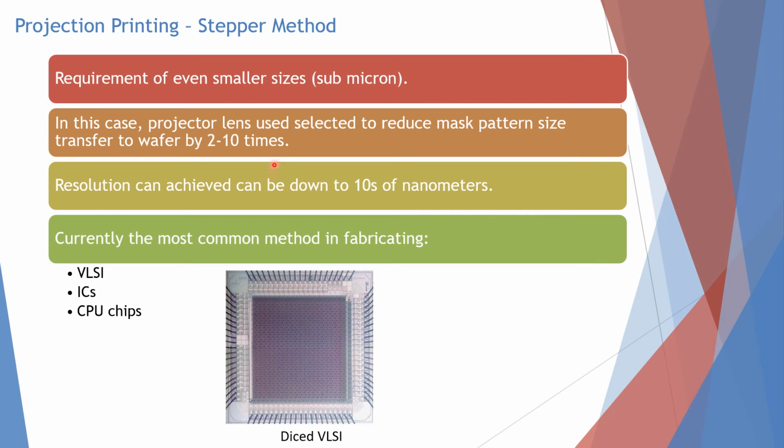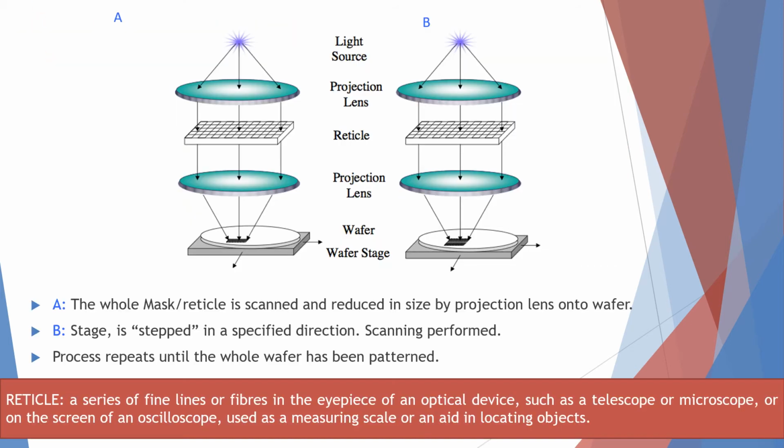The resolution can achieve down to tens of nanometers. Currently the most common method used to fabricate VLSI ICs and also CPU chips is this one. So how does the stepper method work?